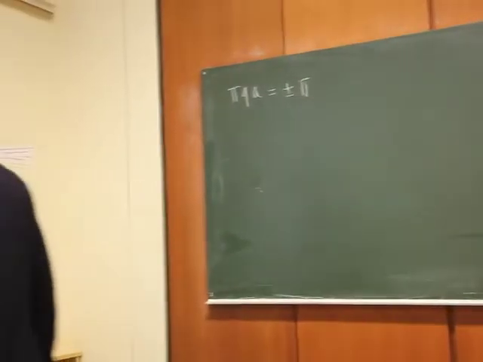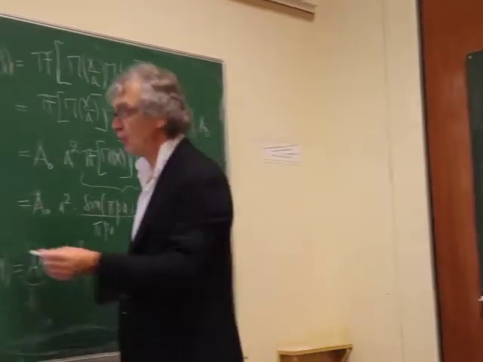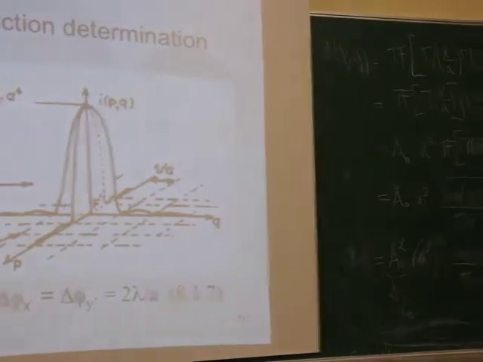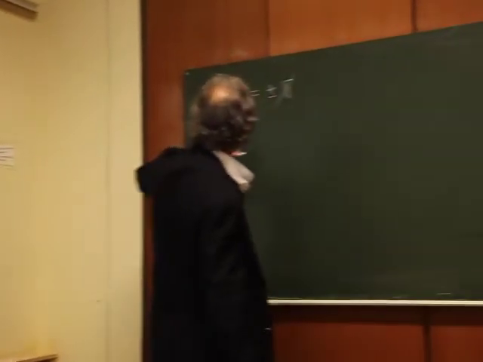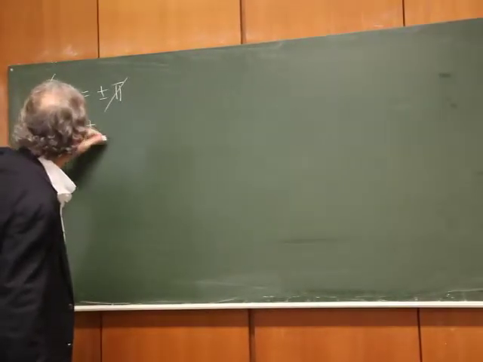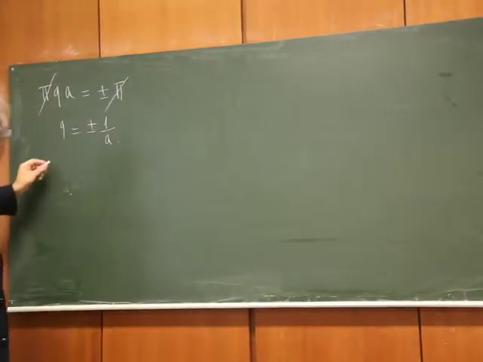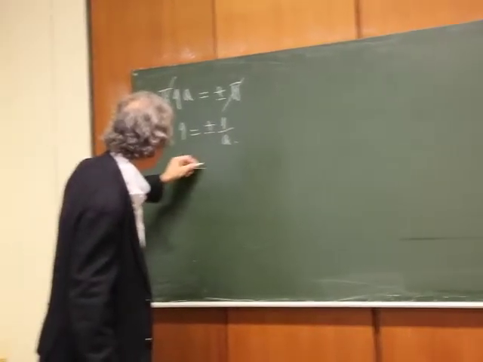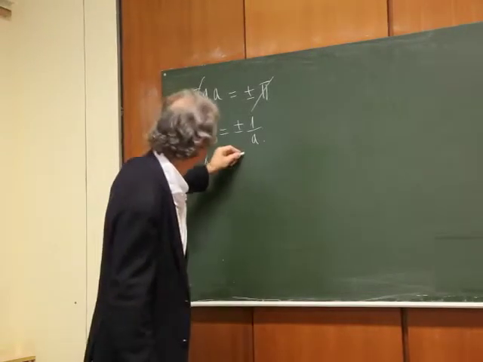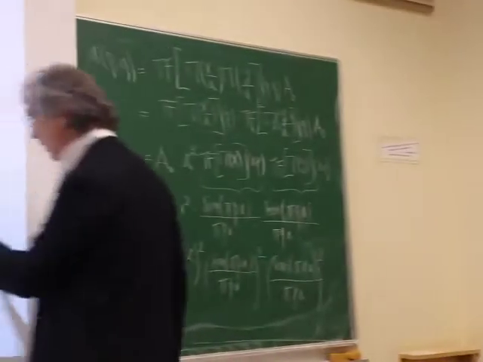So you agree, when the argument of the sine is equal to pi, sine will be equal to zero. It will correspond to this point, and on the other side too. So PQA equal plus or minus pi, and I find that Q is equal to plus or minus 1 over A. Well, I could say the width, the distance between these two values, is 1 over A minus minus 1 over A, so it's 2 over A. This is the width of the peak in units of Q.